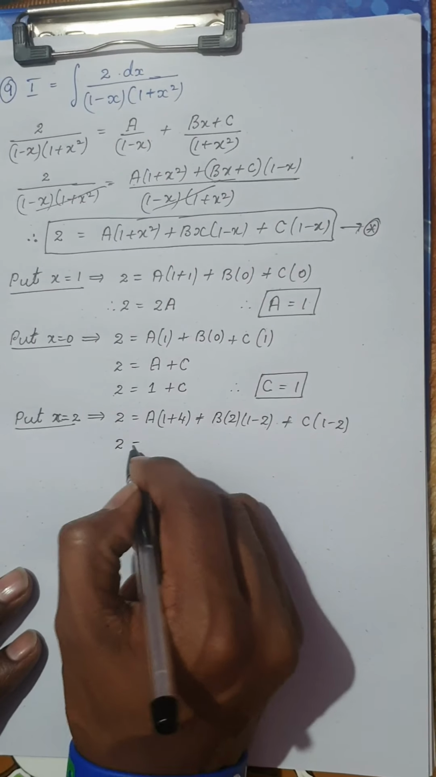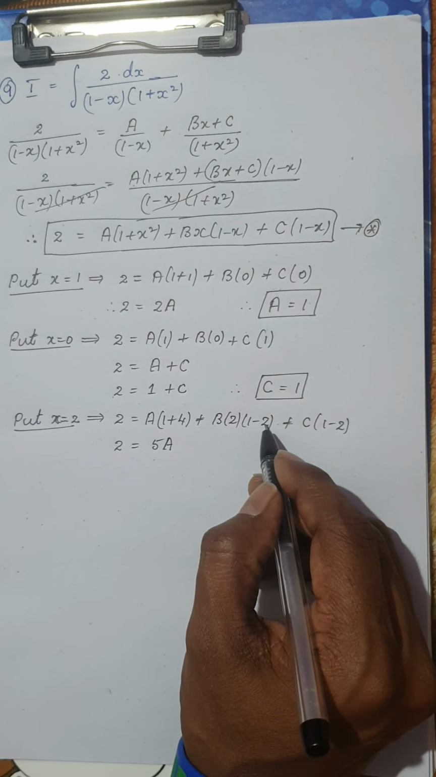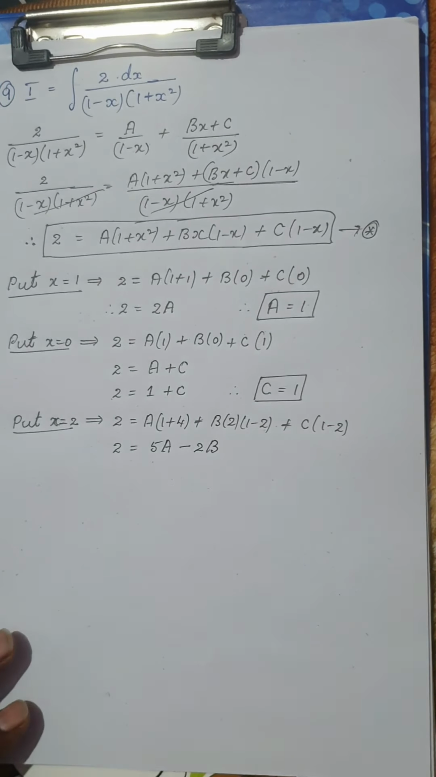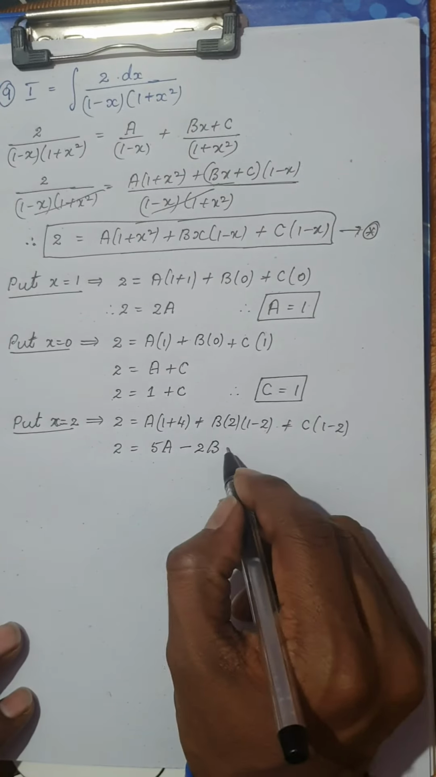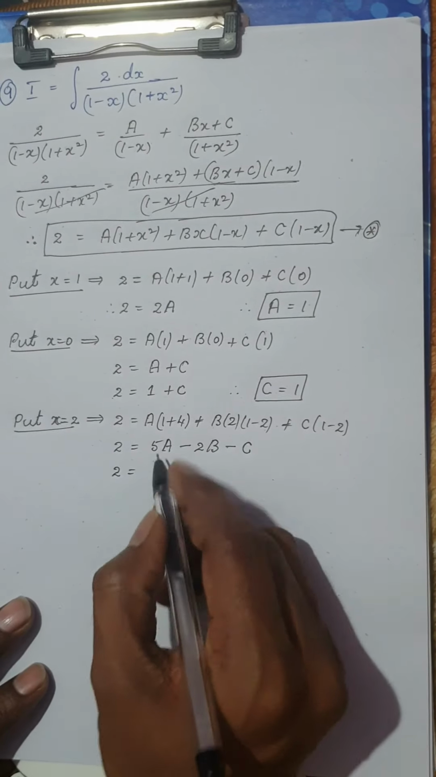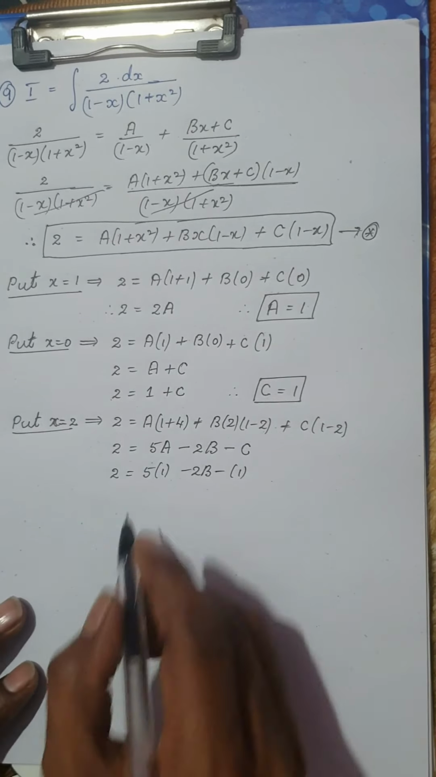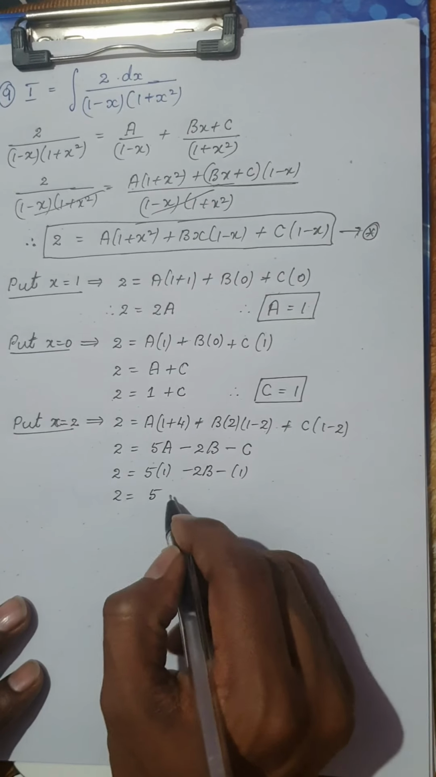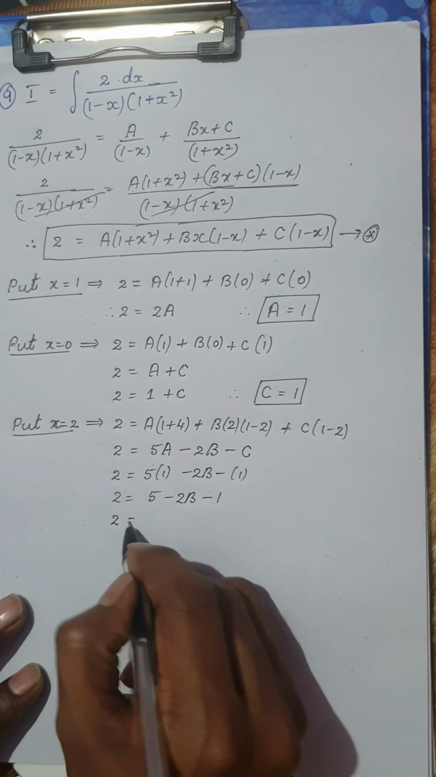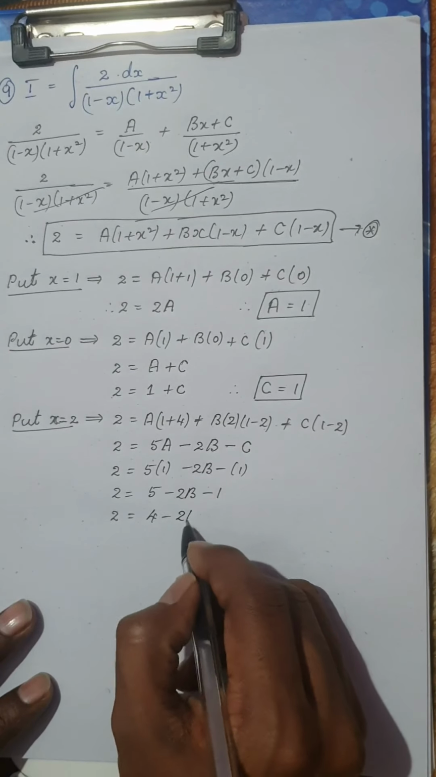See what happens: this is nothing but 4 plus 1 would be 5a, and remember 1 minus 2 is minus 1, so I'll take this minus here and this becomes 2b. Again 1 minus 2 is minus 1, so this will be minus c. Substitute the values. 2 is equal to 5 times a, which is 1, minus 2b minus c, which is again 1. So 2 is equal to 5 ones is 5, minus 2b minus 1. Therefore 2 would be, what is 5 minus 1? It is 4. So 4 minus 2b.